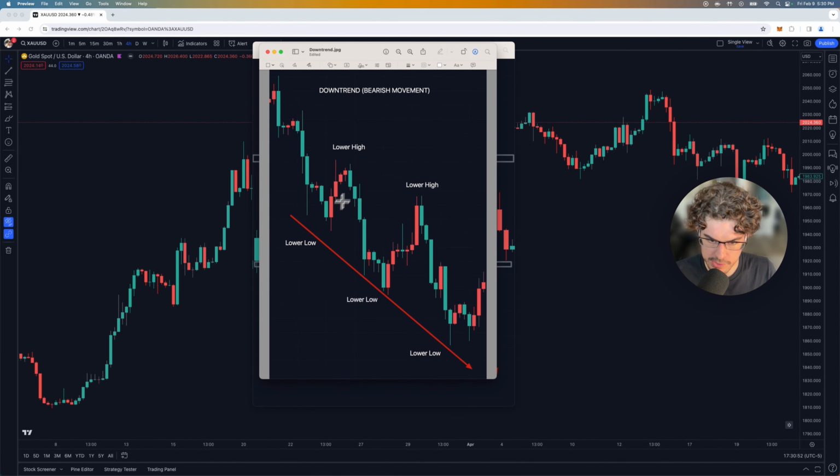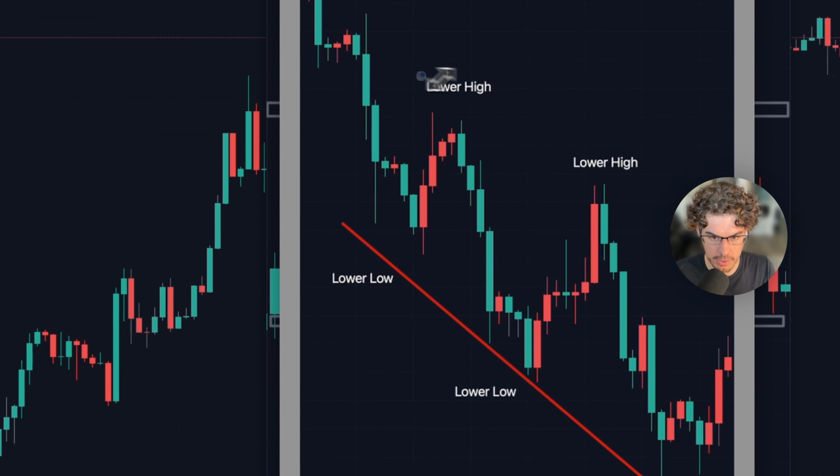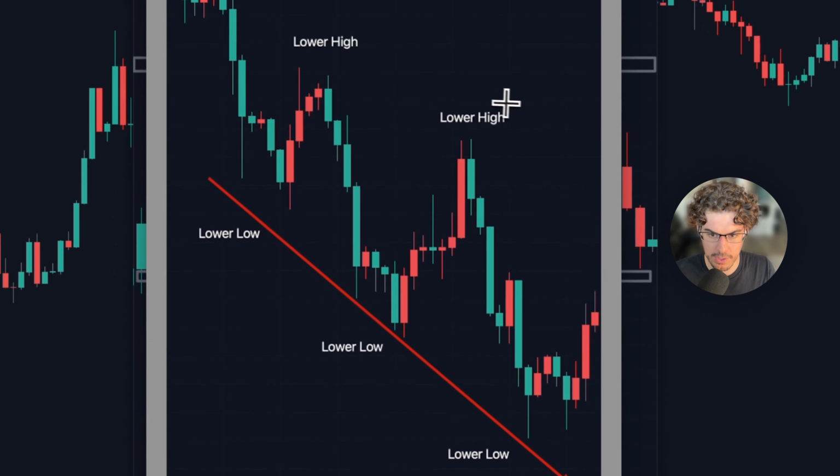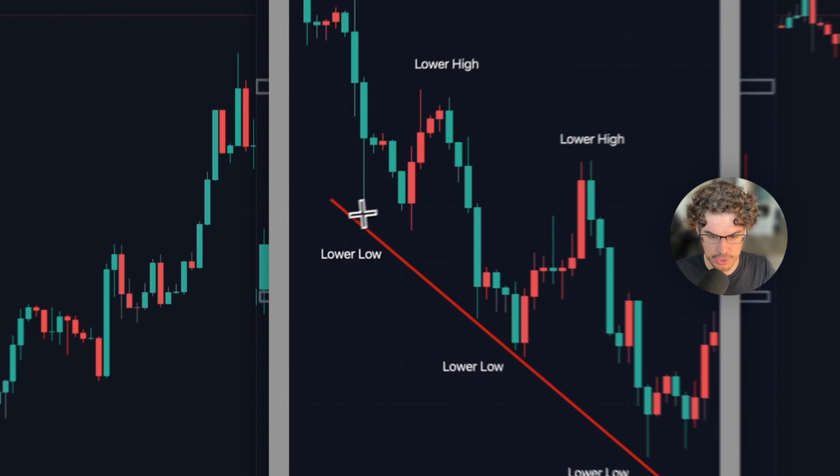Don't worry about the colors. I know that green is up and red is down. This is just for illustration purposes. We're going to go into the real graphs and identify the downtrend, but this is for you to have the idea and understand that what makes a downtrend is price printing lower lows, lower highs, lower lows, lower highs, lower lows.